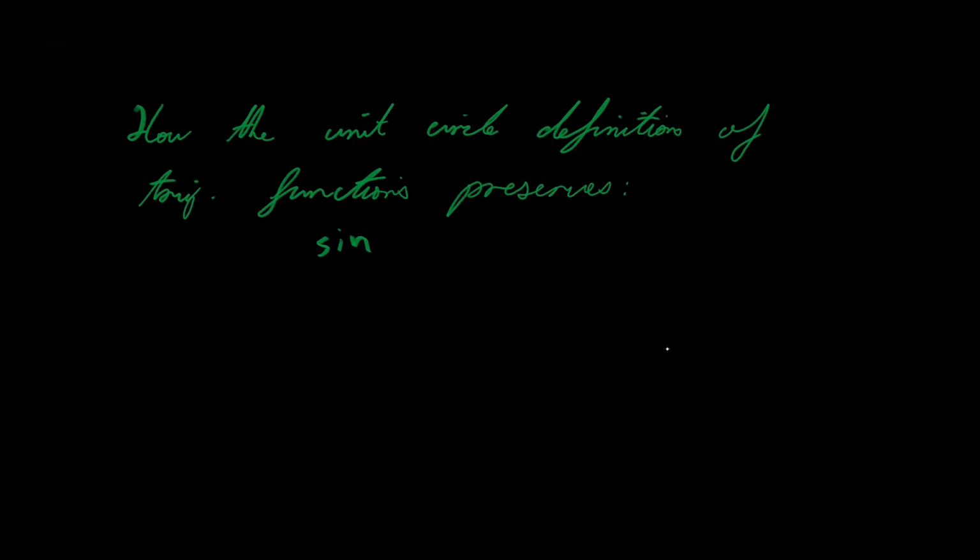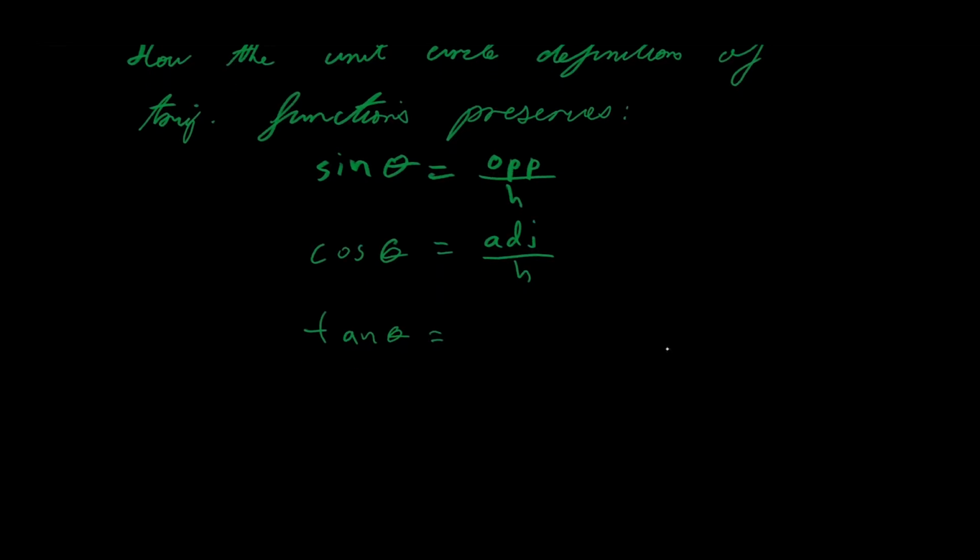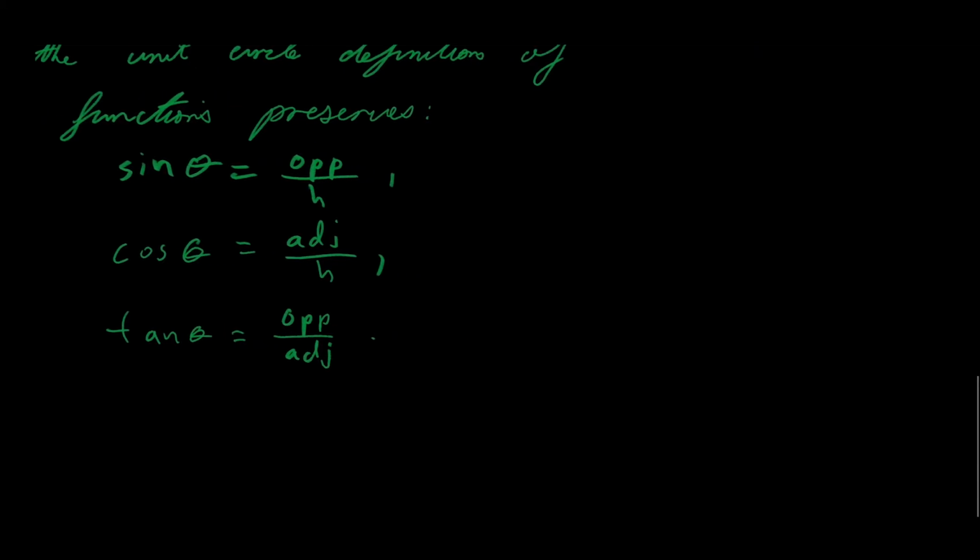Sine of theta equal to the opposite over the hypotenuse. Cosine of theta equal to the adjacent over the hypotenuse. And the tangent of theta equal to the opposite over the adjacent. By the way, a handy mnemonic device to remember these is this.